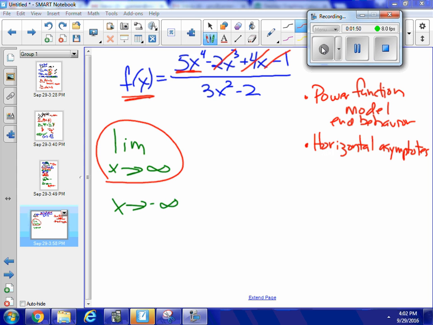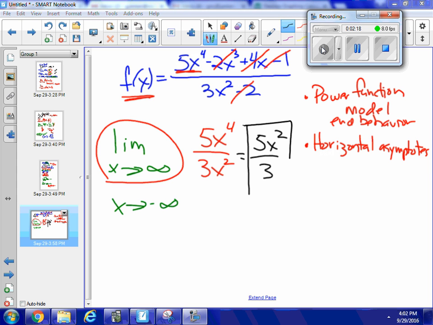And in my denominator, again, my highest power of x is x squared. The other terms are just not going to mean anything as x starts to get bigger and bigger. So really, what I'm going to be left with as x approaches infinity is 5x to the fourth over 3x squared. Well, I can simplify that. That's going to be 5x squared over 3. This is what the end behavior is going to look like as x gets closer and closer to infinity.